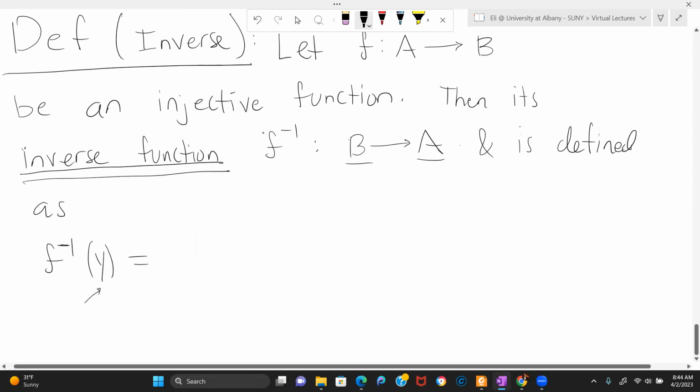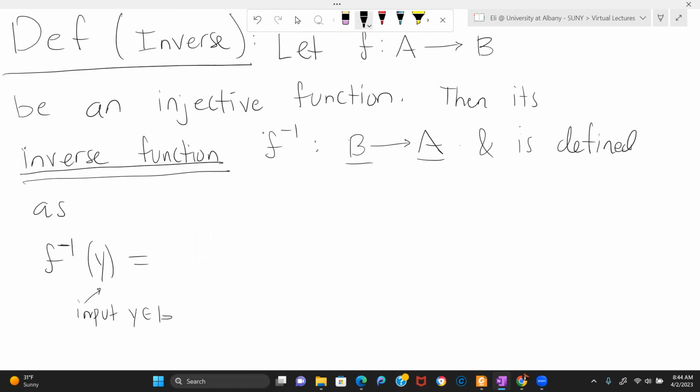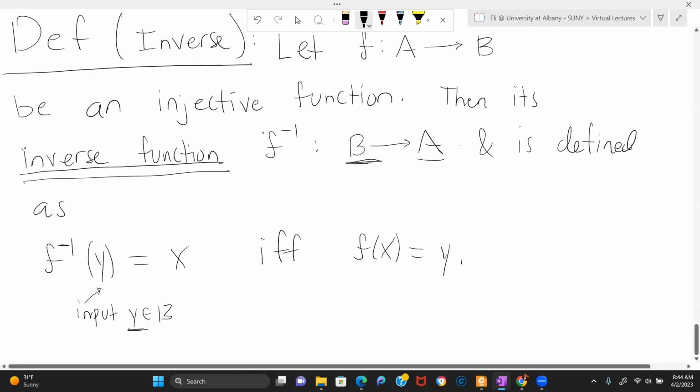What does it do to a given input? The input is going to be y, in B, and f inverse of y is equal to x if and only if f of x is equal to y. This might look confusing because it's not saying f is just x squared, x cubed, or whatever. What is the rule actually telling us? I give you a y, which is in the domain of f inverse.